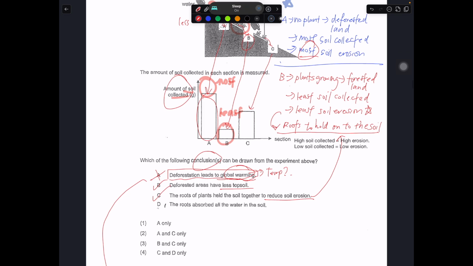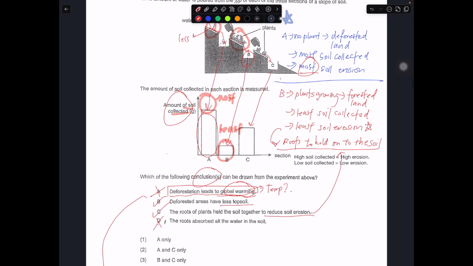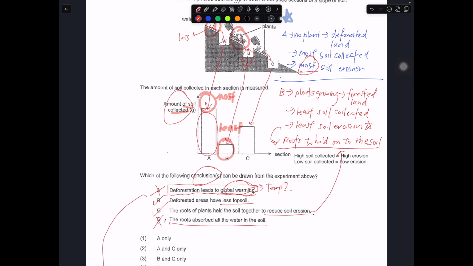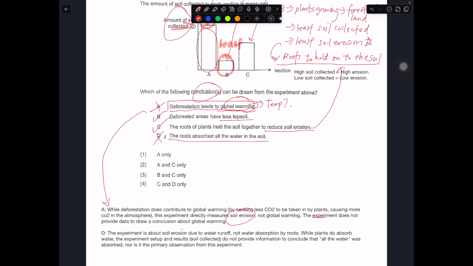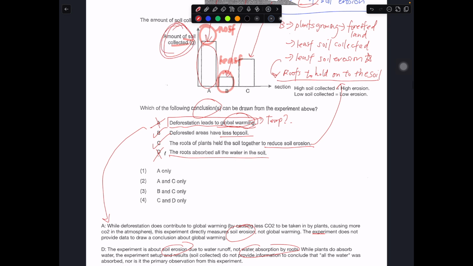The roots absorb all the water in the soil. No, this you can't conclude. This statement is actually irrelevant to this experiment, because this question is about soil erosion due to the water passing through the soil. It's not about the water absorbed by the roots. While the plants do absorb water, the data collected does not support this conclusion.